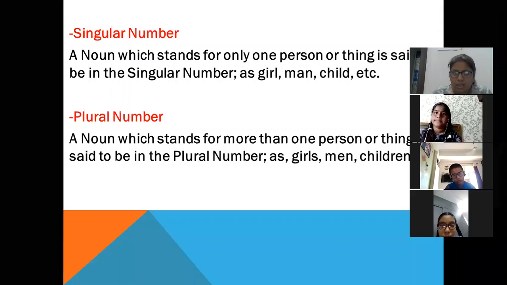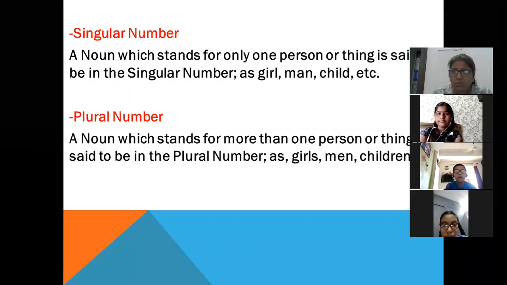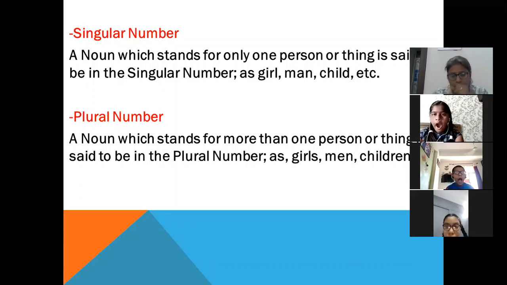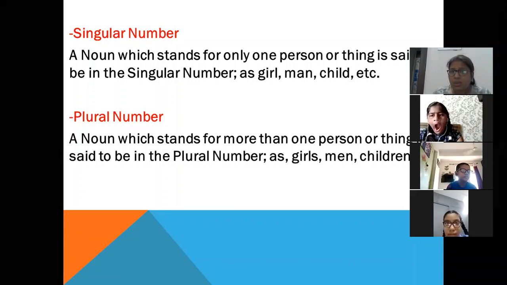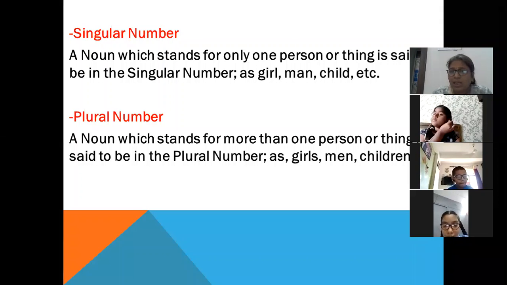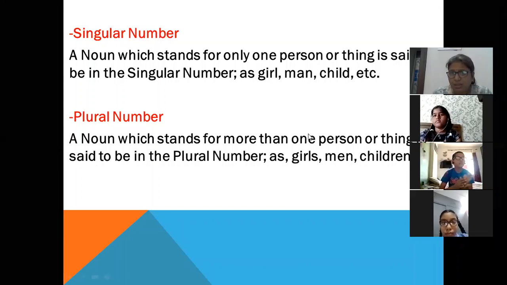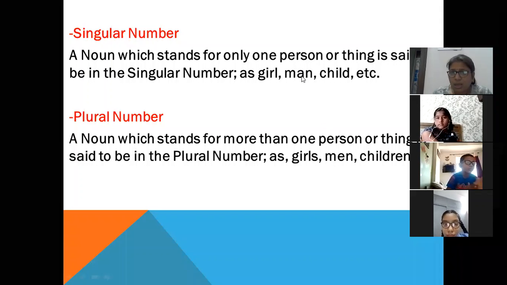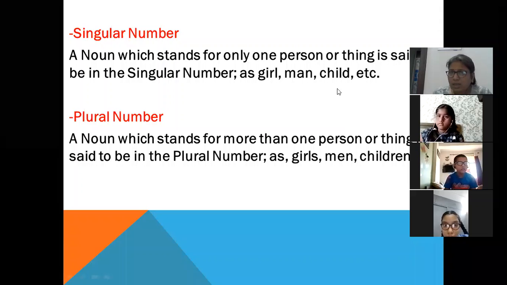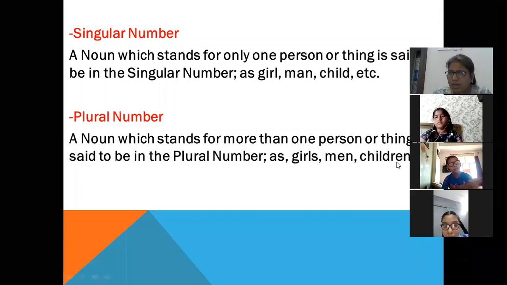And a noun which stands for more than one person or thing is said to be in the plural number. Like girl is becoming girls, man is changing into men, child is becoming children. Now what is the difference? Here only s is added. Here in man, a is changed by e, and here child is changed by adding ren. So we'll learn the different rules and understand how singular is changed into plural.